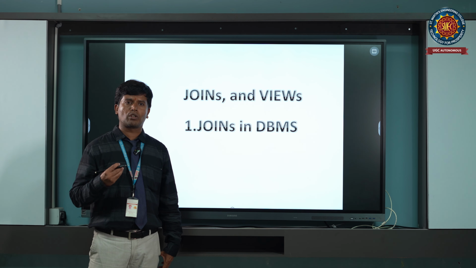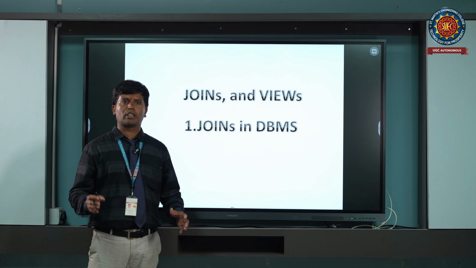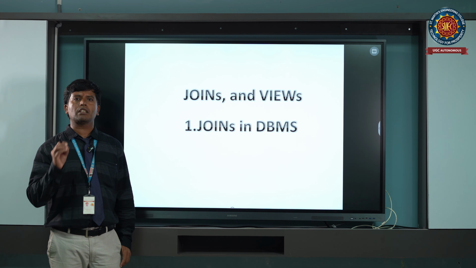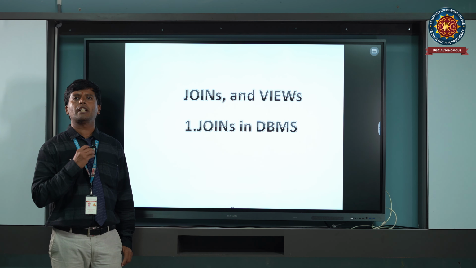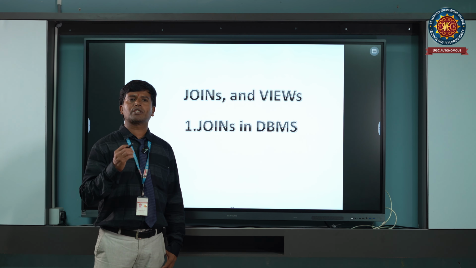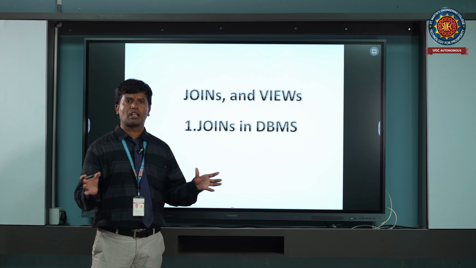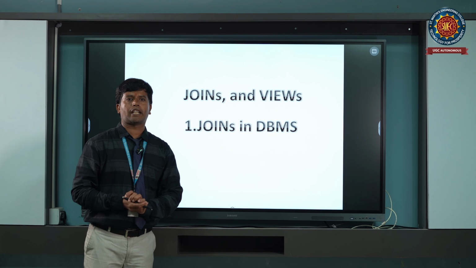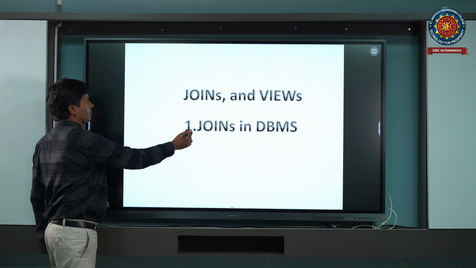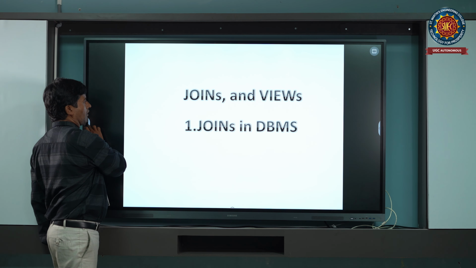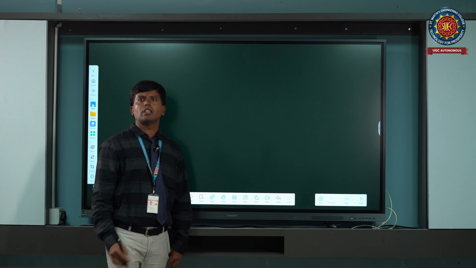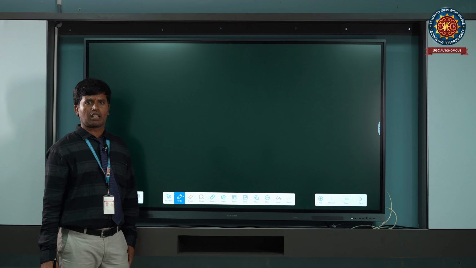At that time, we merge the rows from two or more tables based on common columns of a table. That is nothing but a join. A join is an operation. Using joins, we merge the rows from two or more tables. Joins come in three types mainly.